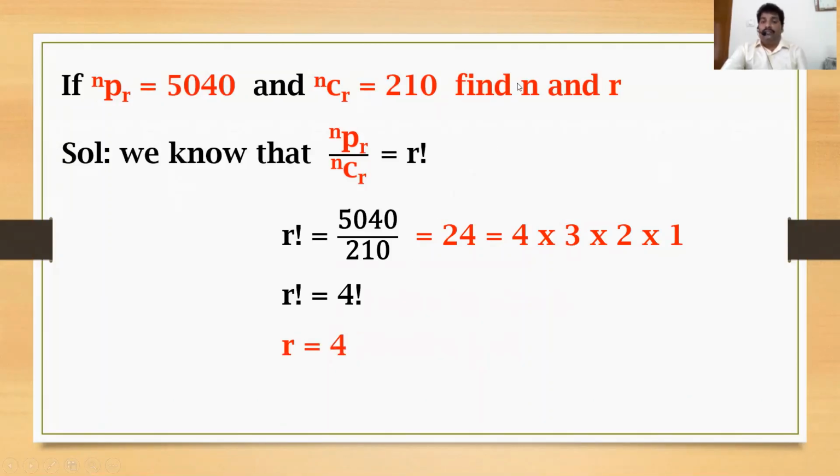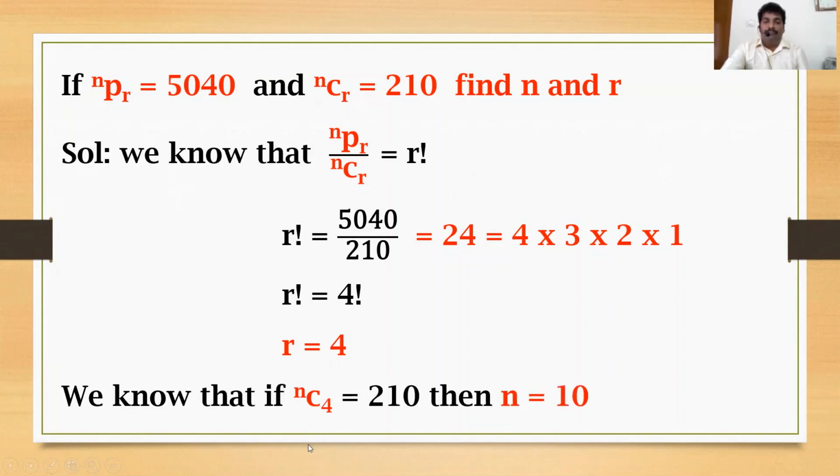So here we have to find both n and r values. Already we got the r value. So r value 4 means nC4 is equal to 210. The second application here, nC4 will be 210. Already in the previous slide we did the same question. nC4 value 210, then what n value did we get? 10 we got. In the previous slide, the same question we did. nC4 is equal to 210, then n is equal to 10.